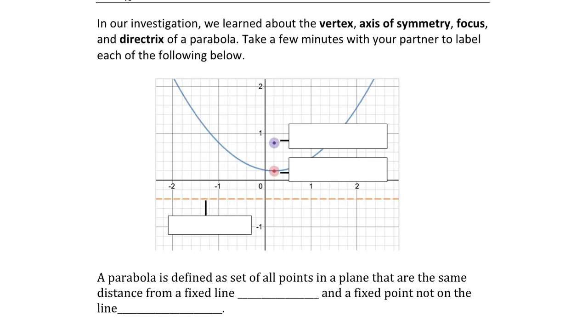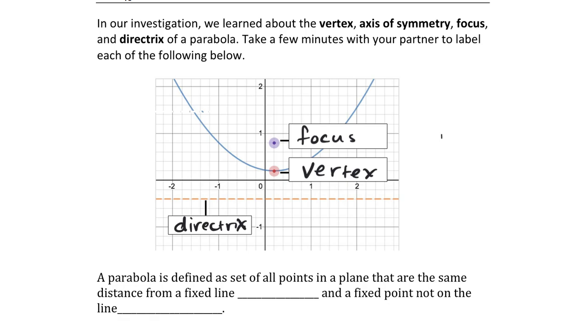In our investigation, we learned about the vertex, the axis of symmetry, focus, and directrix of a parabola. Go ahead and take a few minutes with your partner to label each of the following. So the focus is a purple dot, the purple point. The vertex is a red point, and the directrix is right below the parabola.